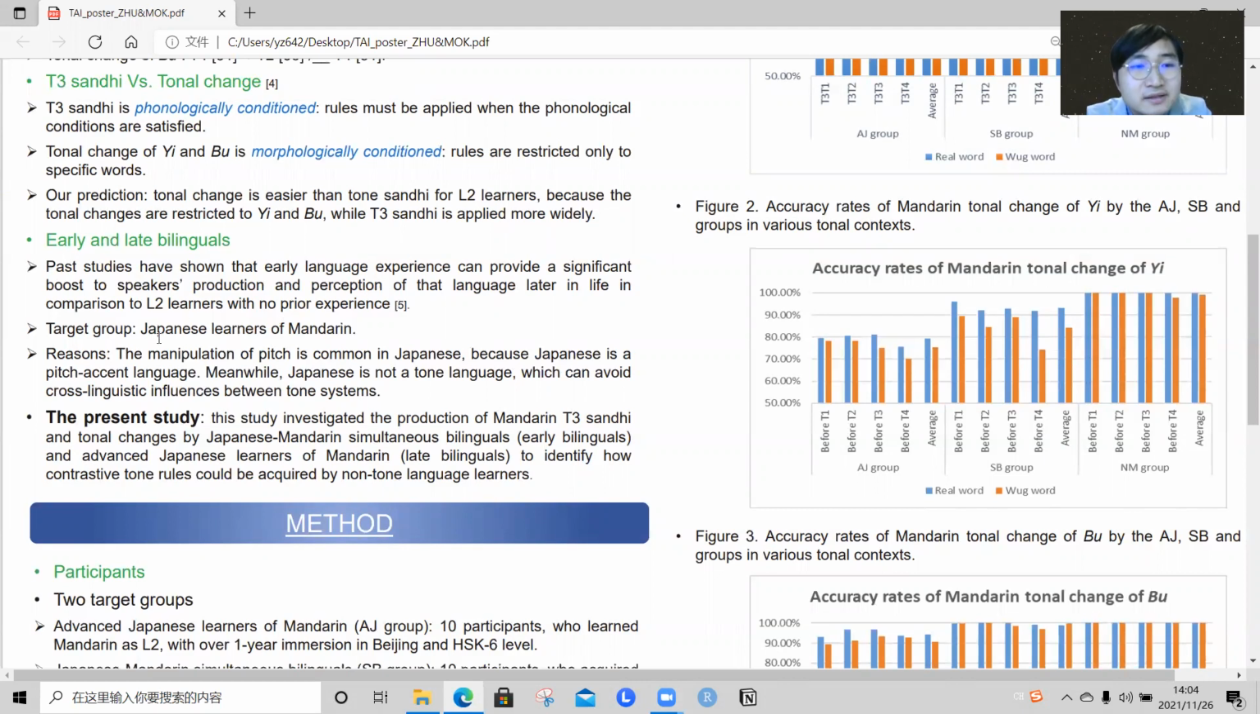Our target group is Japanese learners of Mandarin. Why Japanese? Because the manipulation of pitch is common in Japanese. Japanese is a pitch accent language. Meanwhile, Japanese is not a tone language, which can avoid cross-linguistic influences between tone systems.